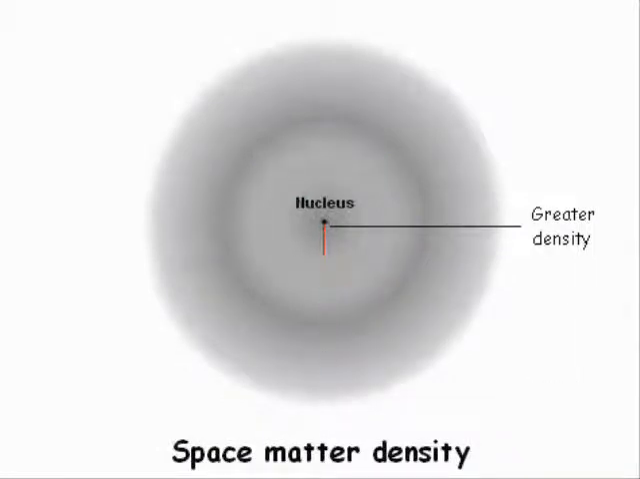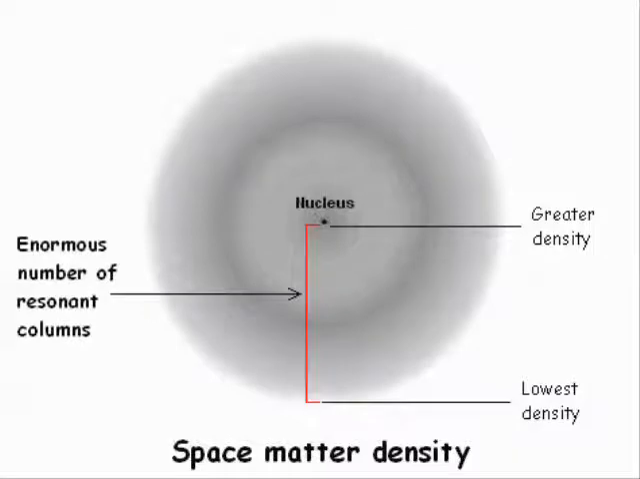The density of space matter is greater near the surface of the nucleus, and it decreases with increasing distance from the nucleus. Since each of the different space matter regions with precise radii from the center of the nucleus has unique densities, each of those regions acts as a resonant column with a unique natural frequency. An atom has an enormous number of resonant columns in it. We can call a resonant column in an atom a shell.